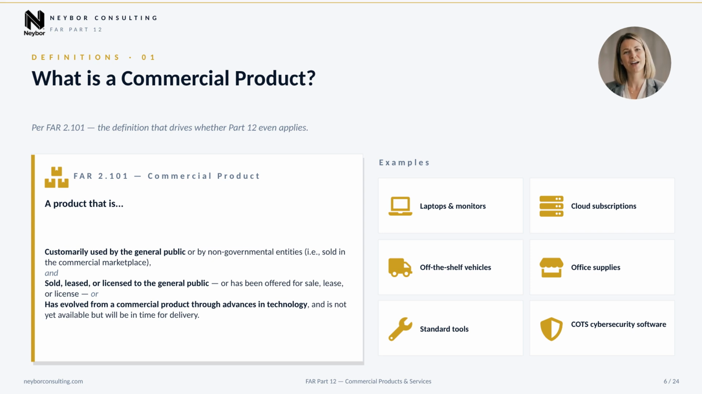The examples on the right are the easy cases: a laptop, a cloud subscription, an off-the-shelf vehicle, office supplies, standard tools, Scott's cybersecurity software. If your product looks like something a Fortune 500 company would buy on a normal Tuesday, you are almost certainly inside this definition.